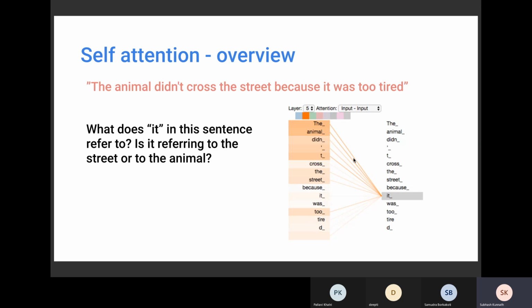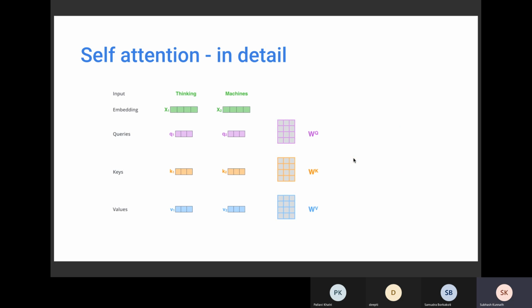So after training on a good amount of sentences multiple times, the system knows where to focus when such a sequence has come. And let's have a look at how the self-attention is implemented.